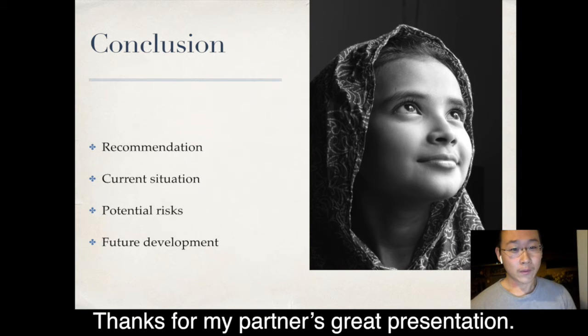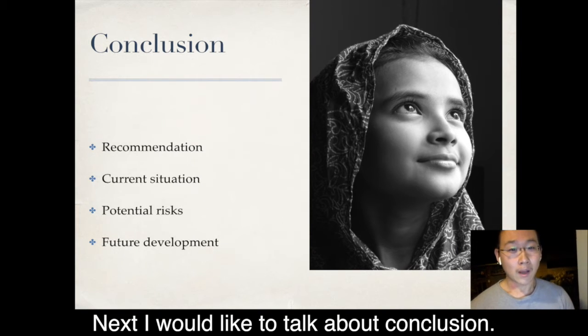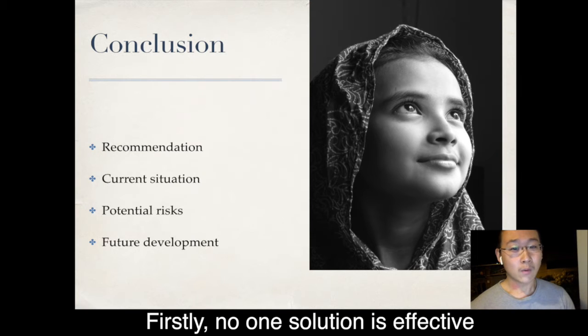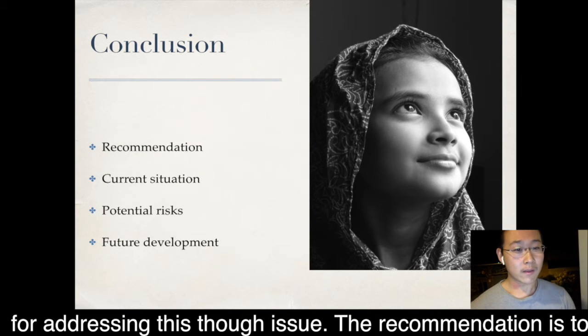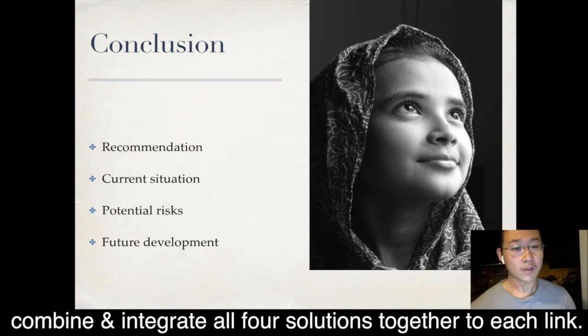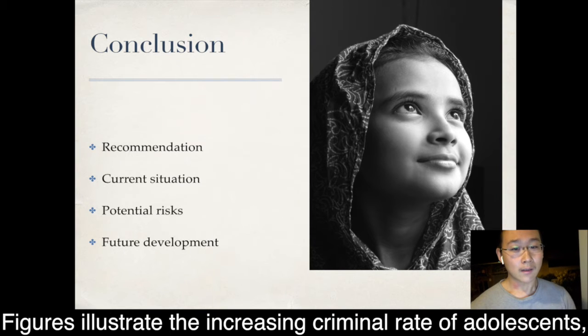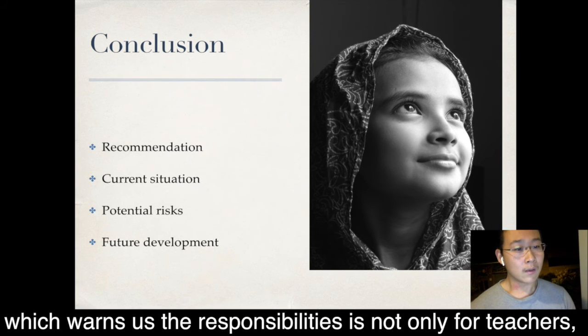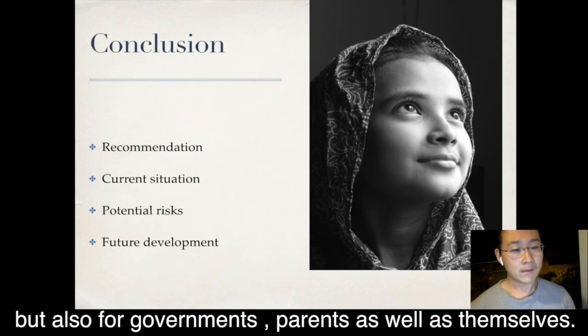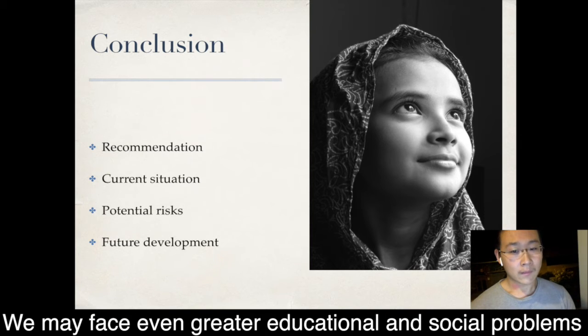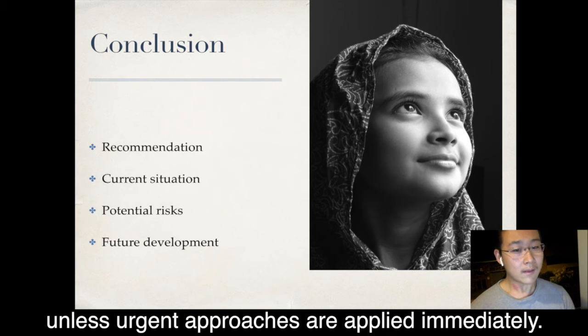Thanks for my partner's great presentation, and next, I would like to talk about the conclusion. Firstly, no one solution is effective for addressing this tough issue. The recommendation is to combine and integrate all 4 solutions together, each linked. Secondly, figures illustrate the increasing criminal rate of adolescents, which warns us that the responsibility is not only for teachers, but also for governments, parents, as well as themselves. Thirdly, we may face even greater educational and social problems unless urgent approaches are applied immediately.